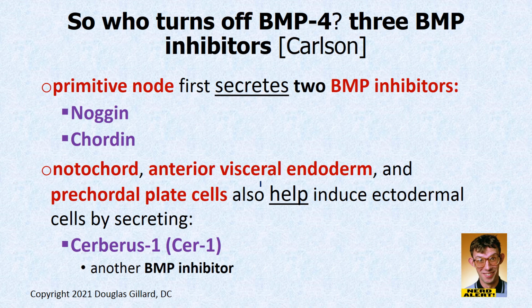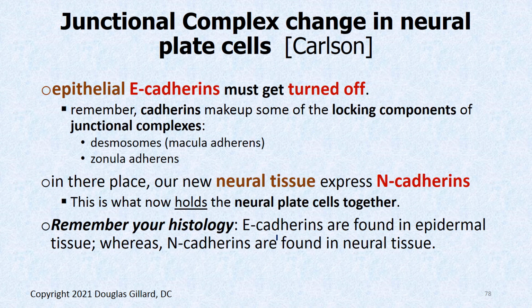And who does that? Well, some of the BMP inhibitors that we already know, noggin and chordin, are secreted from the primitive node. Mainly out of the notochord comes Cerberus 1. Lefty 1 is in there, but that's not the main one. It's Cerberus 1 that is the big BMP inhibitor. So these are the 3 main ones that are responsible for creating neuroectoderm cells.